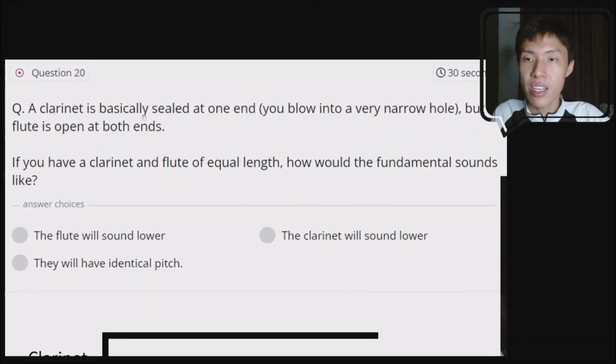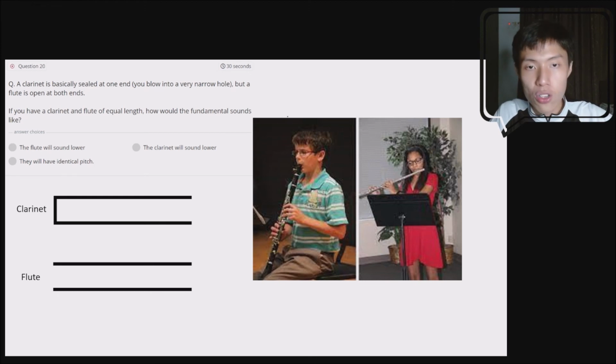A clarinet is basically sealed at one end. You blow into a very narrow hole, but the flute is open at both ends. Later we'll see a picture of how people play a clarinet and how people play a flute. If you have a clarinet and a flute of equal length, how would the fundamental sound? Let's look at the diagram. On the left you have a person playing a clarinet. On the right-hand side, you have a person playing a flute.